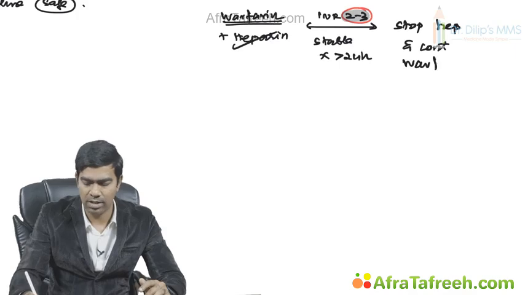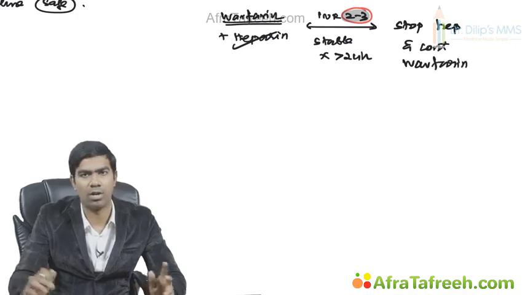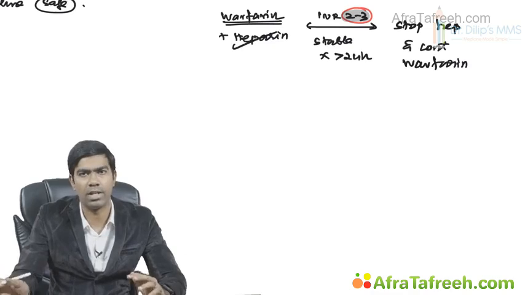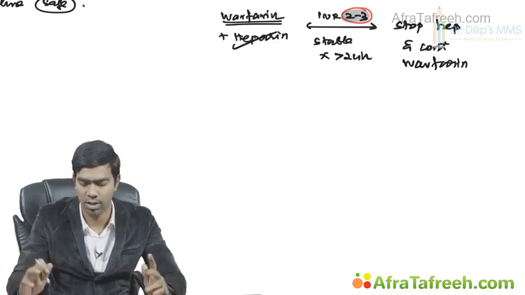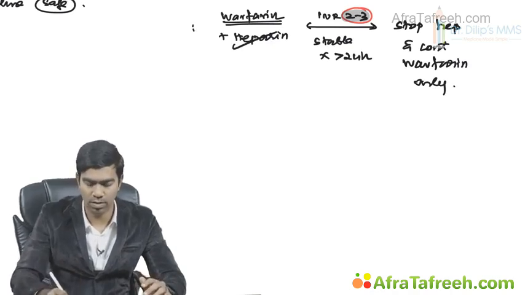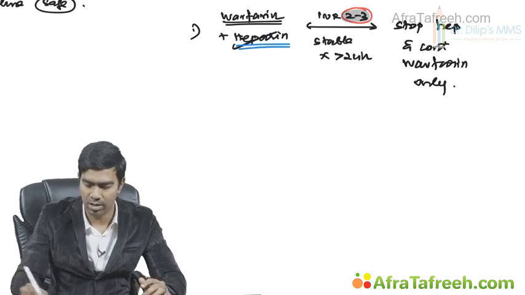After this, if you give heparin along with warfarin, the risk of bleeding will be very high because warfarin also starts exerting its action. Heparin also will be there acting separately with a different mechanism, and you're going to increase the risk of bleeding. So continue warfarin only in this case. So this is one way, where you are doing heparin bridging.